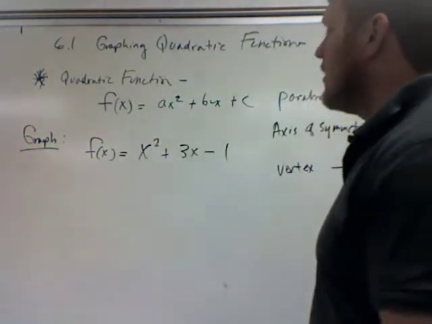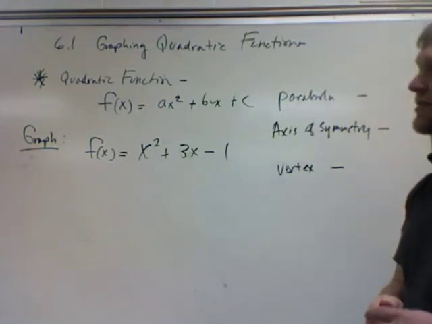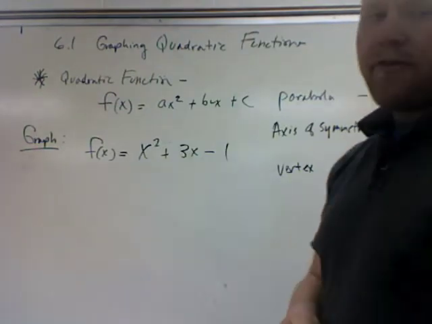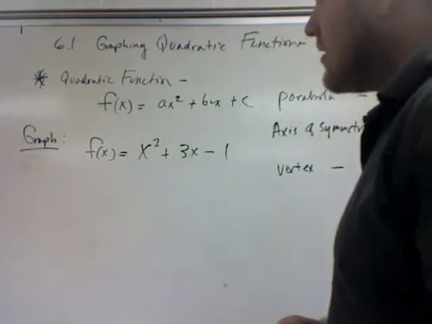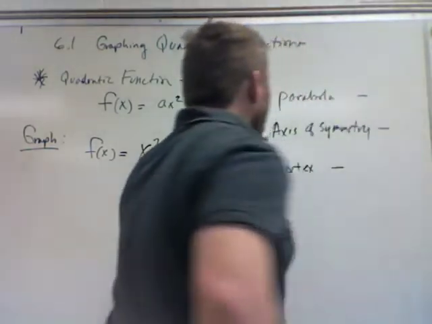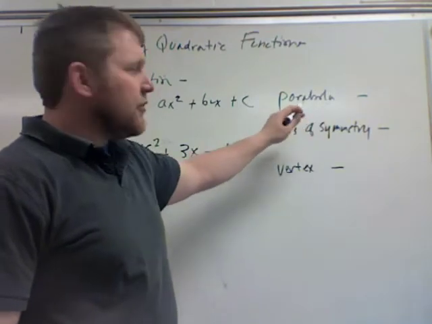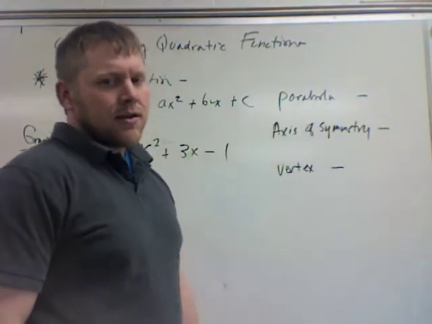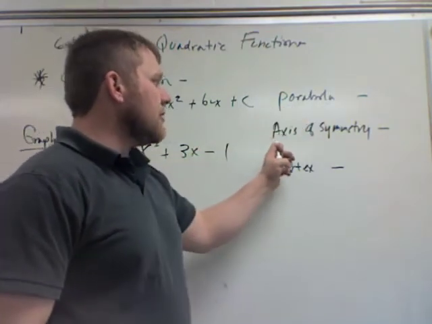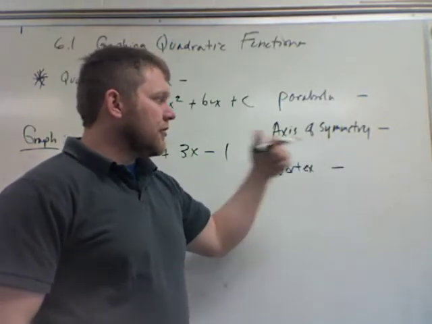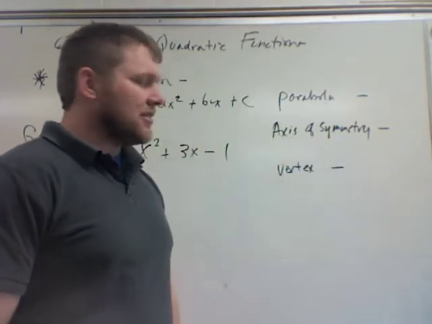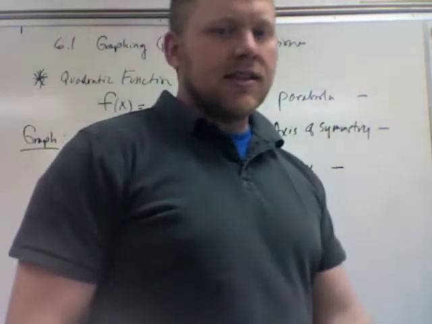All right, so our goal in this section is to be able to graph a quadratic function. Just a few terms that we're going to become familiar with: the graph of a quadratic function is what we call a parabola, and then after the first example we're going to become familiar with the axis of symmetry, and then the vertex of a parabola.